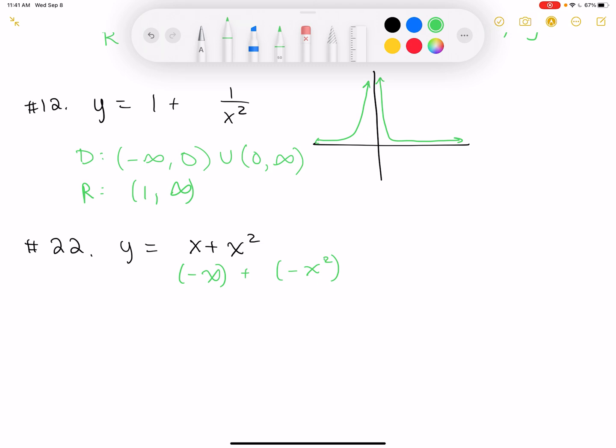Oh, the squared goes on the outside. So this stays negative x plus x squared. Because it doesn't make the whole thing be negative, it makes only part of it be negative and the other part is positive. That means it's neither. So it's not even or odd.